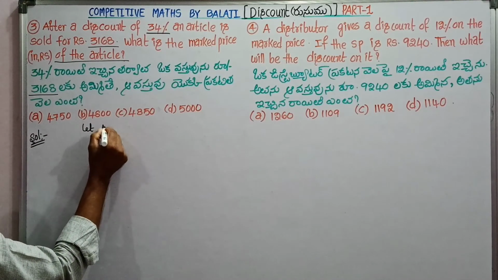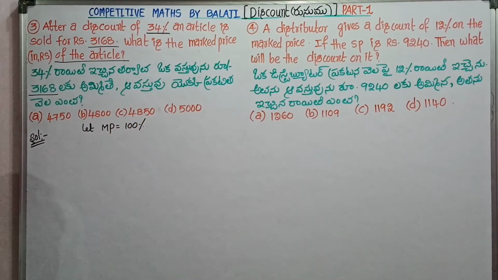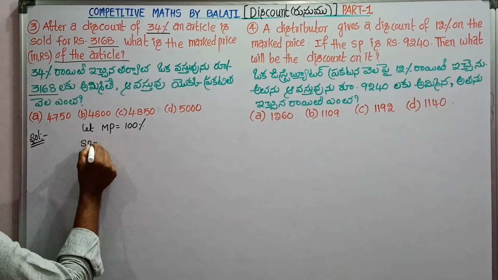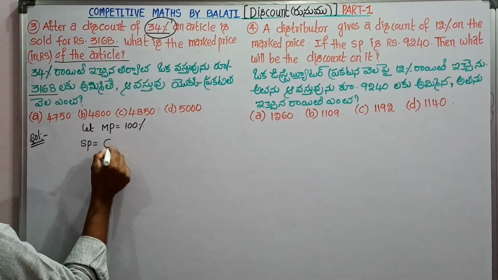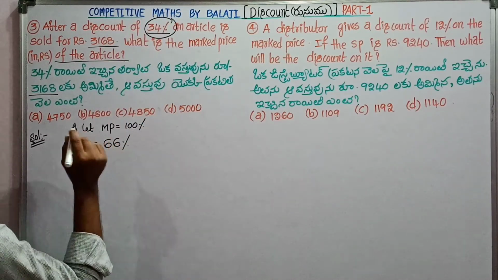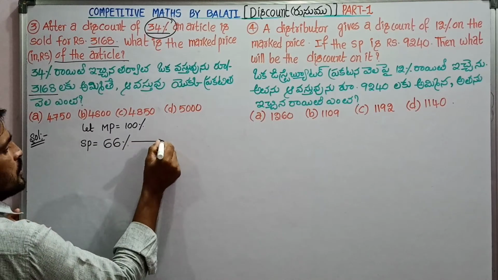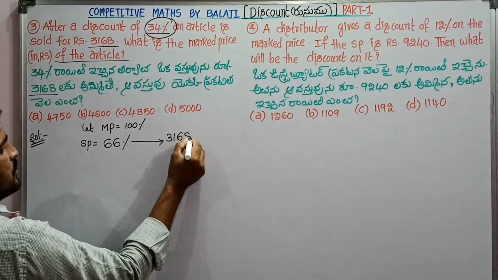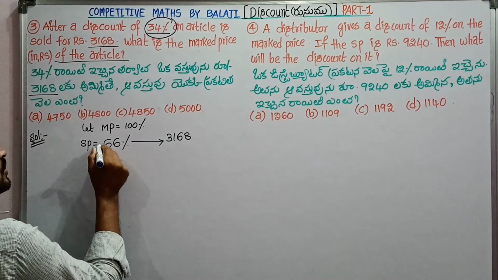Suppose let market price be 100%. We assumed the announced price as 100%. Then SP is, he gives 34% discount, so SP is 66% only. That 66% value is given as 3,168.